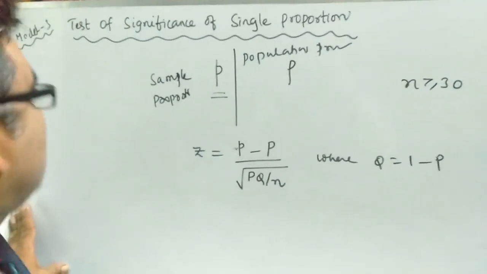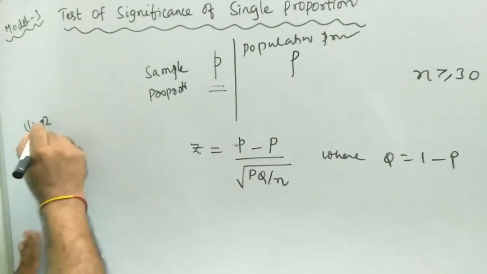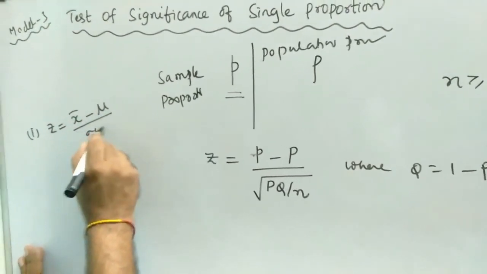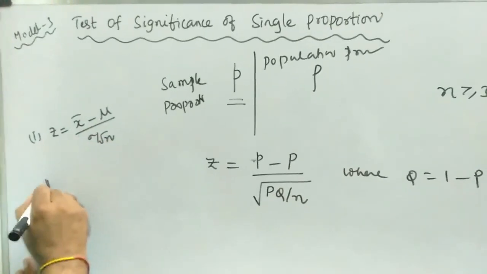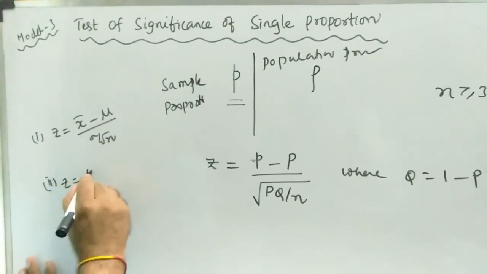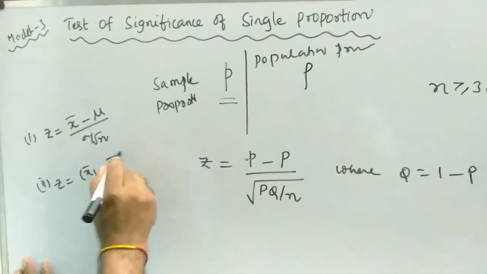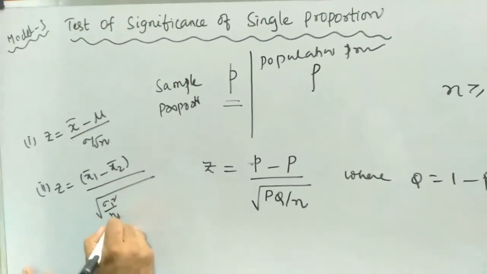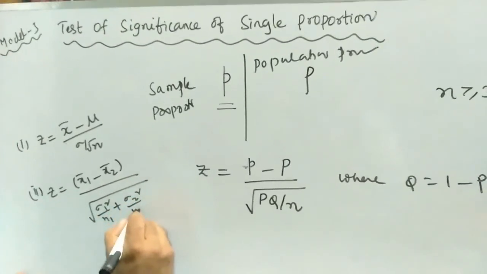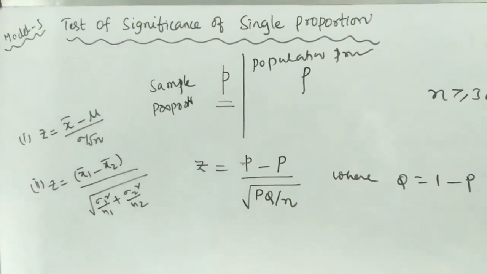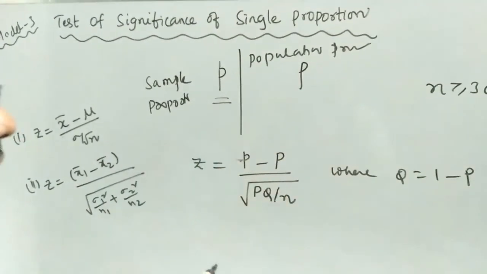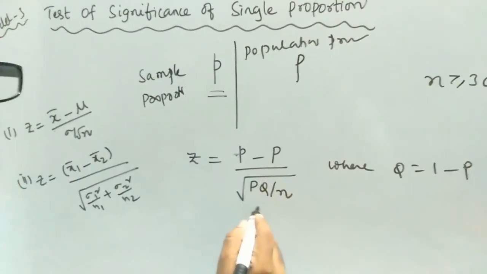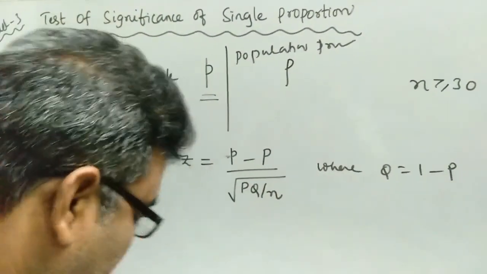The statistic in the first model, in testing of single mean, is Z equal to x bar minus mu by sigma by root n. In the second model, to test the significant difference between the two means, x1 bar minus x2 bar by square root of sigma 1 square by n1 plus sigma 2 square by n2. And again, in the third model, the test statistic will be Z equal to small p minus capital P by square root of PQ by n.